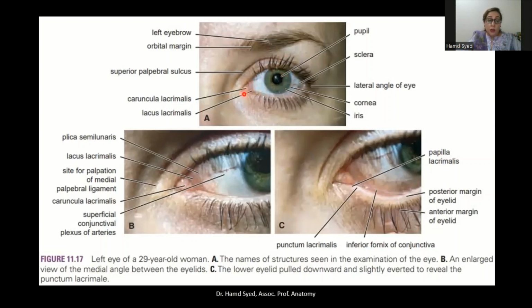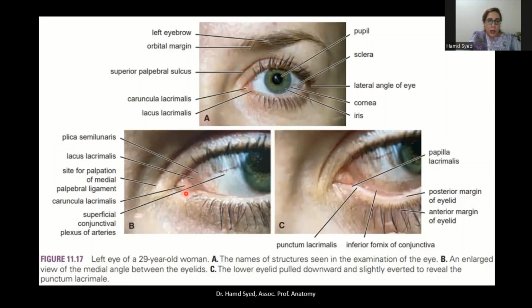Here in the medial corner of the eye, also known as the medial canthus, we see this pinkish elevation, which is the caruncula lacrimalis. On its inner aspect is the lacus lacrimalis. Lacus means lake. This is the site where the tear film, that is the fluid droplets, tend to collect. And here is the superior palpebral sulcus, and this is the lateral angle of the eye.